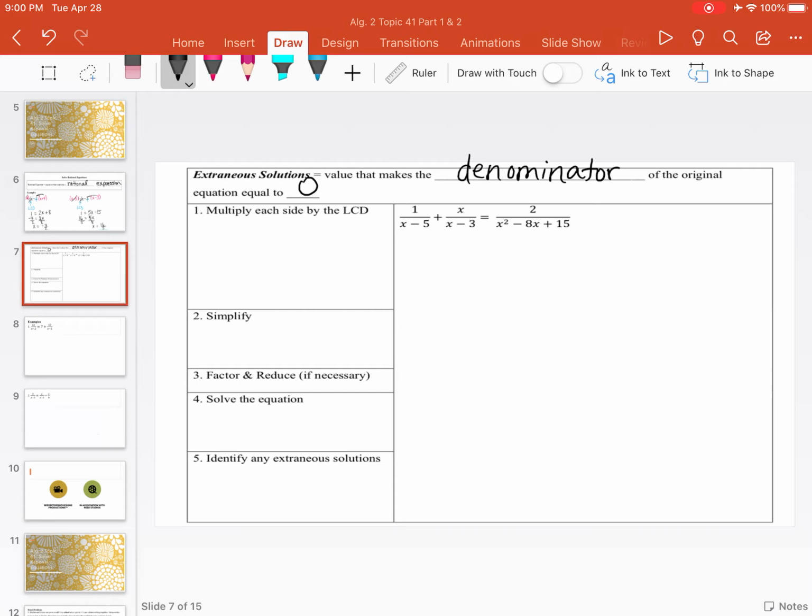Notice here how we have a little bit more complicated example than the first two. 1 divided by x minus 5 plus x divided by x minus 3 equals 2 divided by x squared minus 8x plus 15. First step, we want to identify what the least common denominator is and then multiply that to each side. We need to take into account all of the values in the denominator. We have x minus 5.